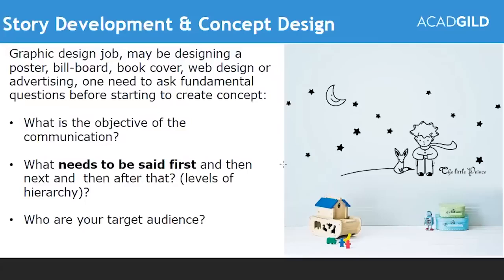So that is the three why we use, and that is called what need to be said first, then next, and then after, label of hierarchy. Okay, this is also very, very important. Coming to the next point here, who are your target audiences? So this is also very important. While making any design, you need to think about your target audiences. Okay, so let me explain all three points one by one, and then we'll go to the next.